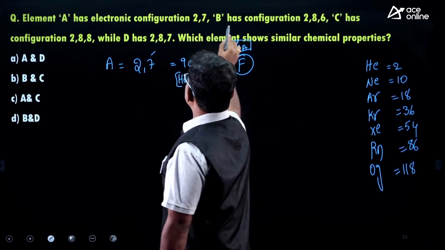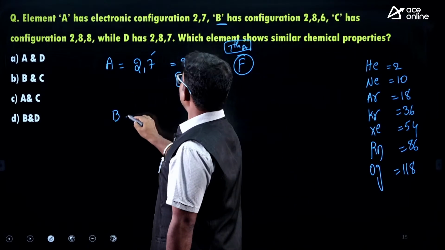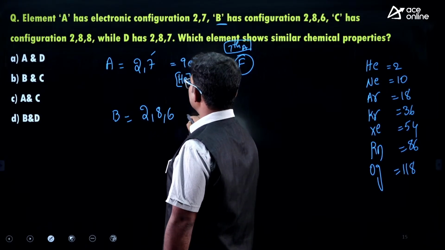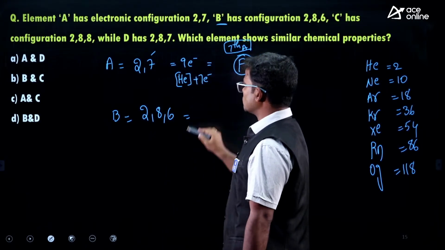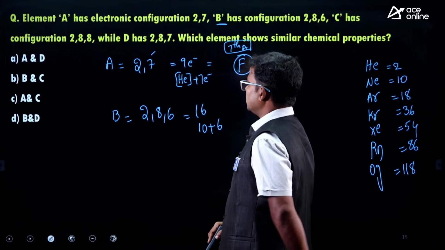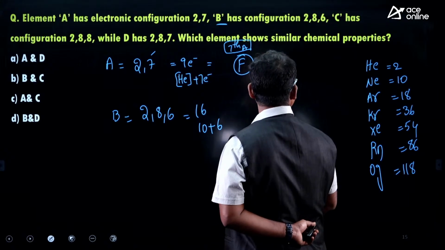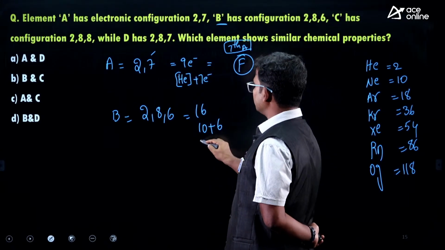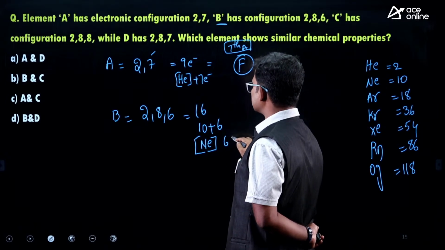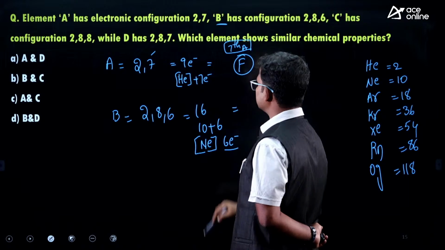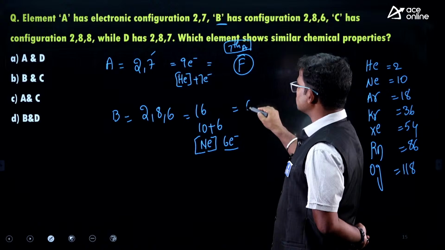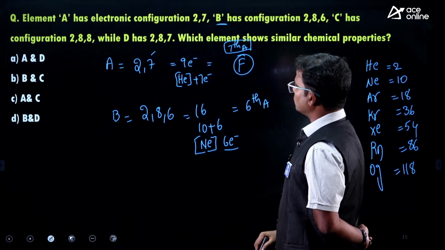Next one, B has configuration 2, 8, 6. It means the total number of electrons is 16, which is 10 plus 6. So it has already crossed the noble gas neon. That's why we should consider neon plus 6 electrons. In its valence shell there are only 6 electrons, so it belongs to the 6th A group.